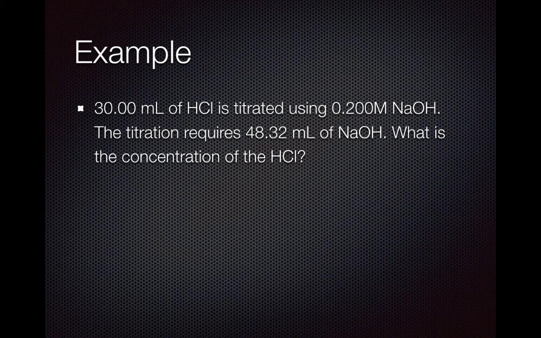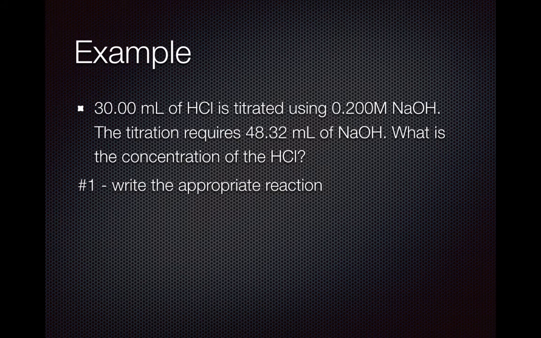Let's take a look at an example here. So we're going to titrate 30 milliliters of HCl using 0.2 molar sodium hydroxide. We find that the titration requires 48.32 milliliters of sodium hydroxide. So this is what I measured using the burette as I added it in. Once my solution turned that slight pink, I stopped and I read the burette, and I ended up using 48.32 milliliters of sodium hydroxide. So what is the concentration of the HCl?